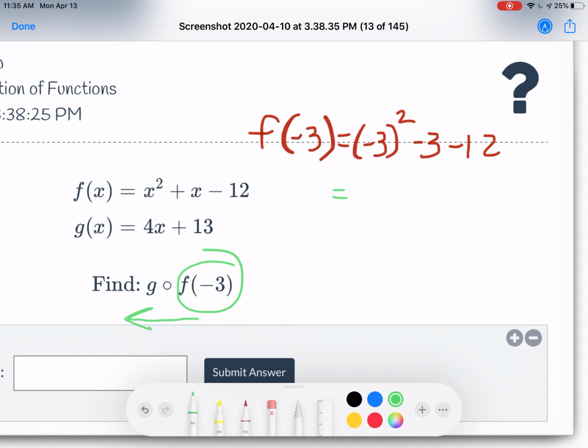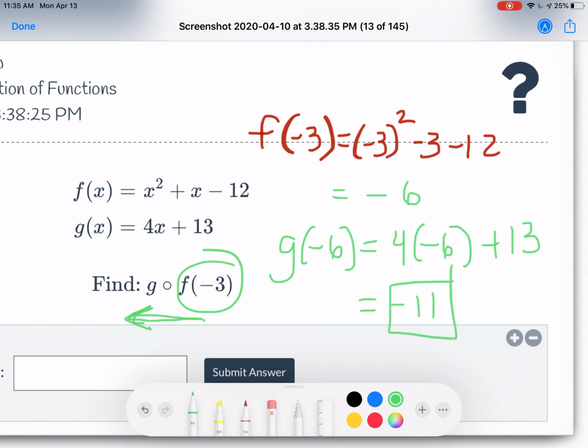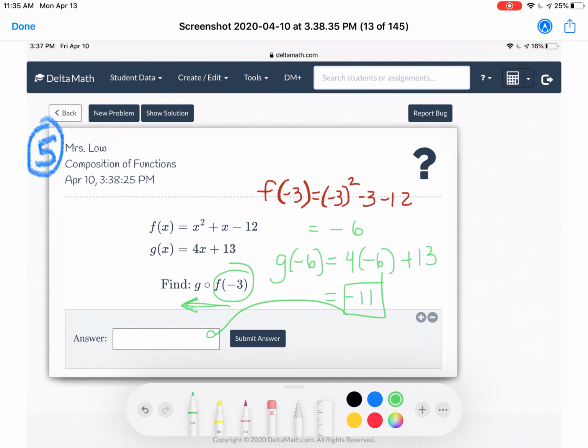So when we sub in, f of negative 3 is going to be negative 6. Negative 3 squared is 9, 9 minus 3 is 6, 6 minus 12 is negative 6. Okay, now we're going backwards, so now we do g of negative 6. So 4 times negative 6 plus 13. So negative 24 plus 13 is negative 11. Okay, so negative 11 is your answer. There's only one answer here. Composition of functions.